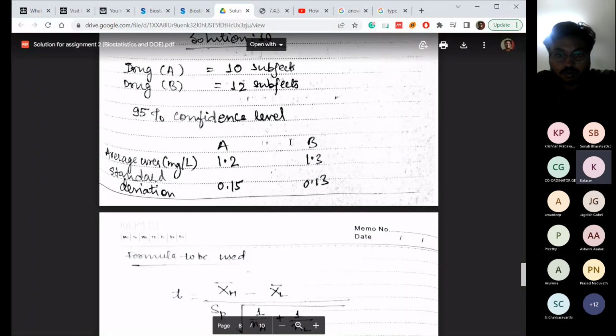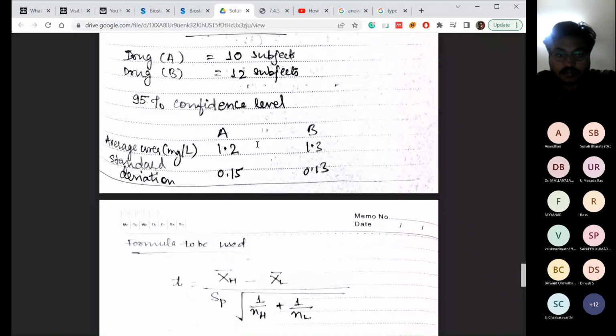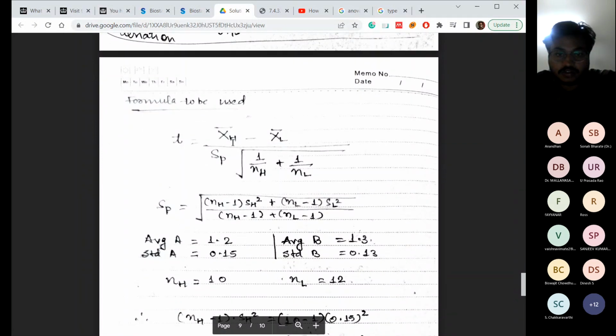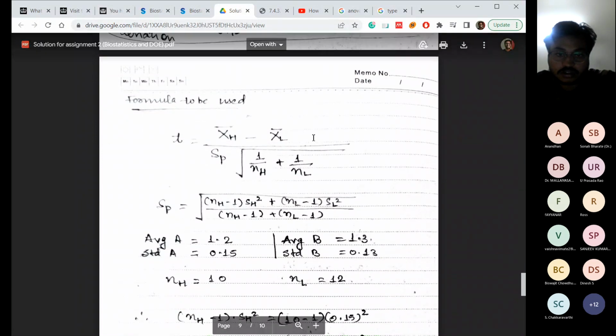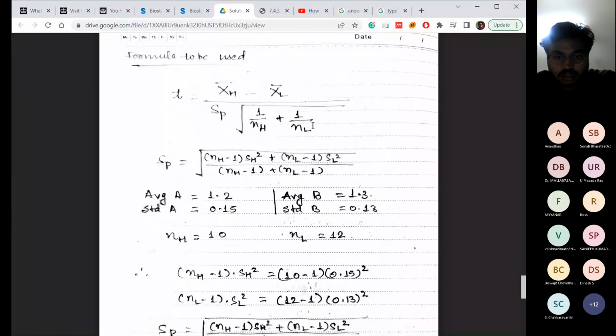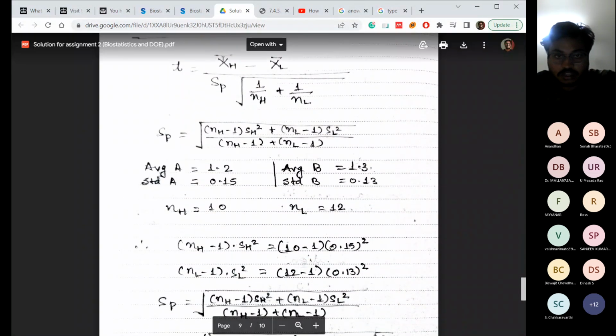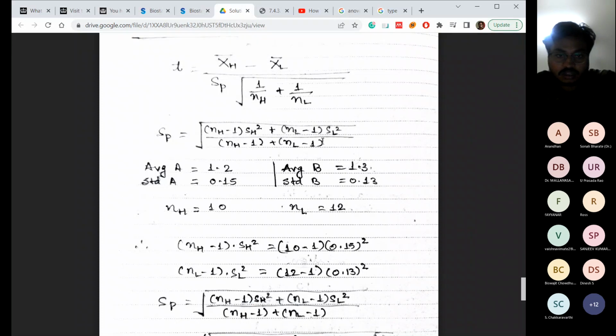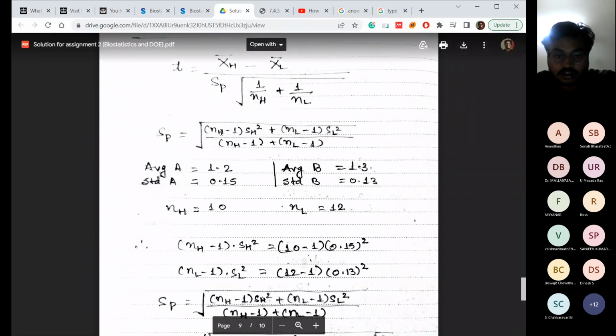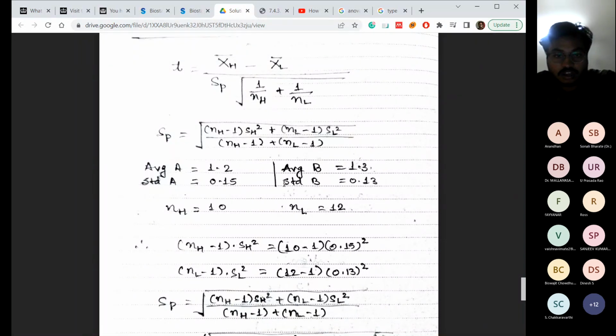Yeah, so for both the populations, they have calculated the average and the standard deviation. Then they have just directly put this formula for the t-test. Here, X bar represents the mean. The first will be the mean for A, the second will be the mean for B. SP is the pooled variance of the samples, which is given by this formula. N is 10 for the first case and 12 for the second case. So NH will be 10, NL will be 12.